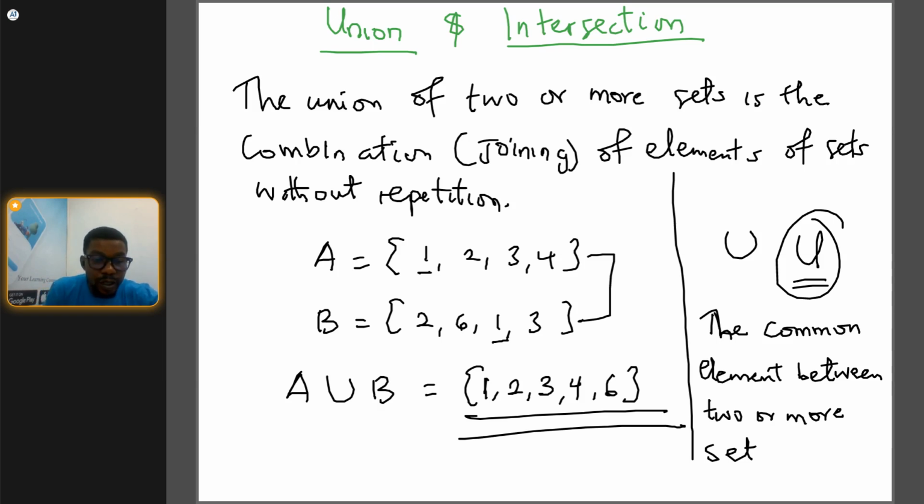Okay, so if I'm going to consider this, what are the common elements in A and B? I need your response in the chat box. The first one is 1. We have 1 here, we have 1 here. So A, the symbol for intersection is this. A intersection B will now be equal to 1, comma. What is the next common element we have? Okay, we have 2, then 3.